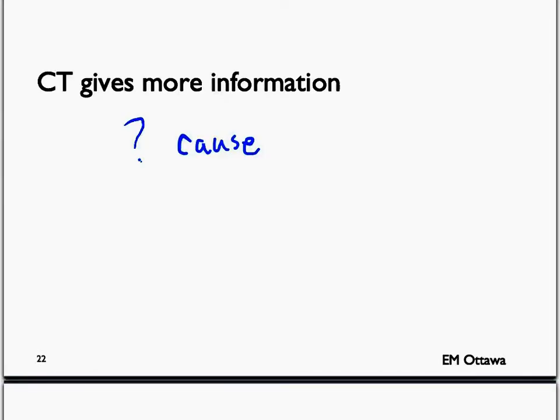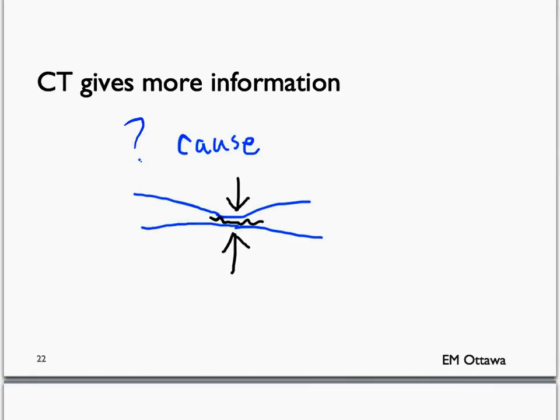CT will give more information than plain films. It will tell you what's causing the obstruction, where the transition point is for the obstruction, and how narrow the lumen is. It is also way more sensitive in picking up perforation.